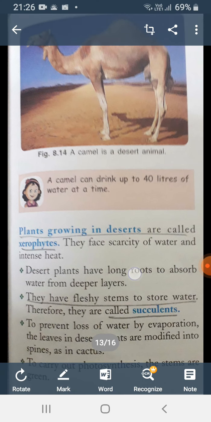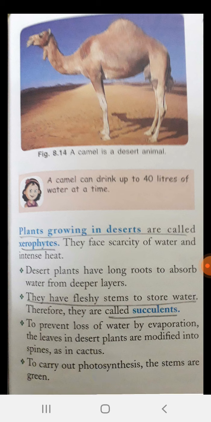Now, plants that grow in the desert are called xerophytes. They also face scarcity of water and intense heat. But how do desert plants adapt themselves to grow in the desert? For example, cacti. Desert plants have long roots to absorb water from deep layers. They also have a fleshy stem to store water, and they are called succulents. They also prevent loss of water by evaporation. How? Their leaves are modified into spines.